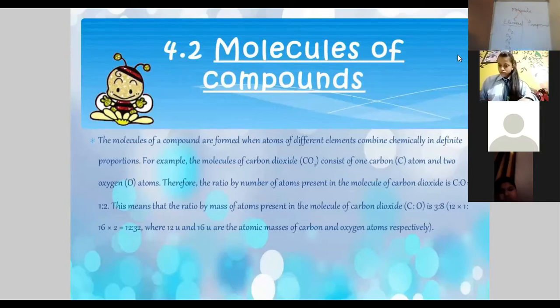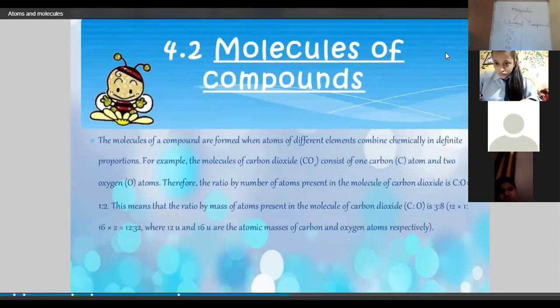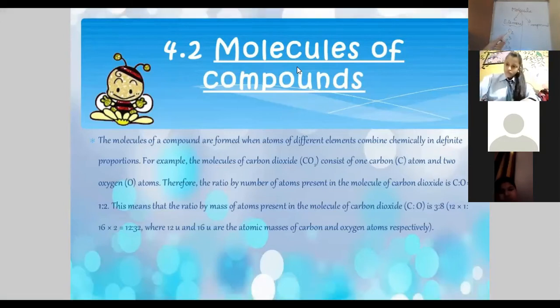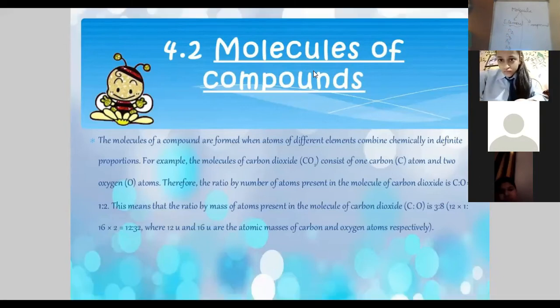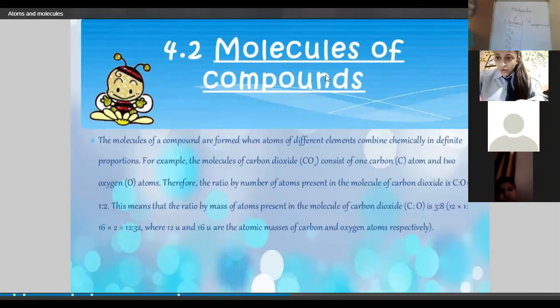These are all what we call molecules of an element, because in these it's a group of atoms where all the atoms are of the same element, so they will be called molecule of an element.